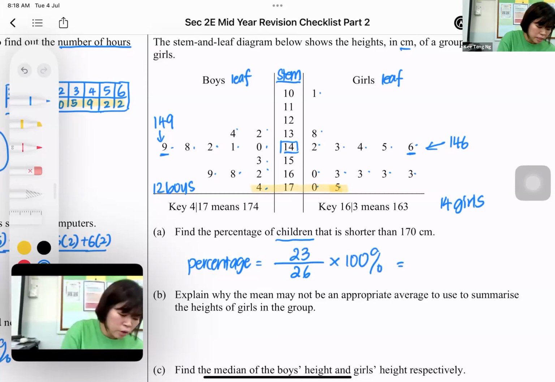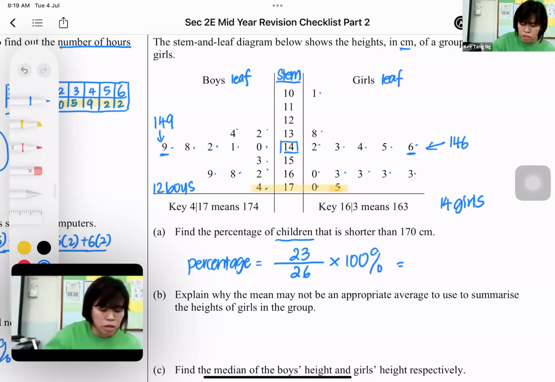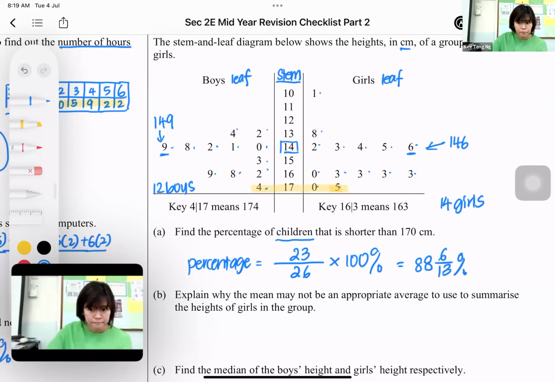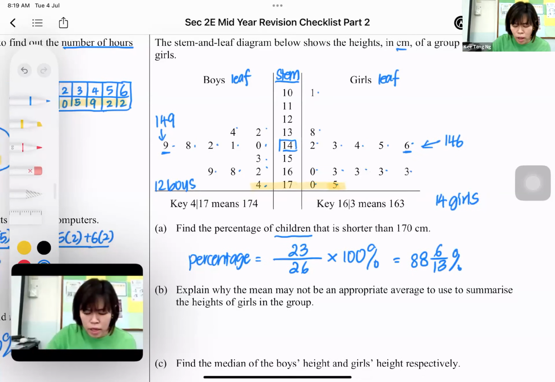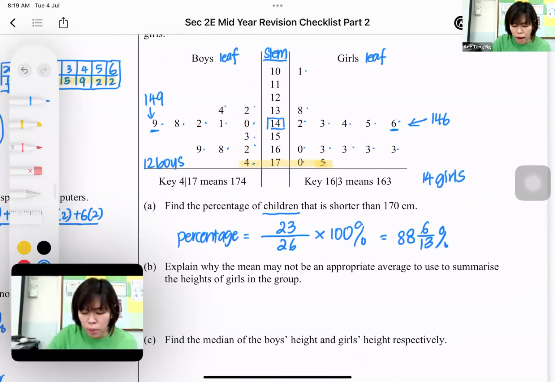If this is not going to be a nice number, please write the exact fraction as much as possible. So for me, I'll write 88.6/13%. Okay. Next one, explain why the mean may not be an appropriate average.